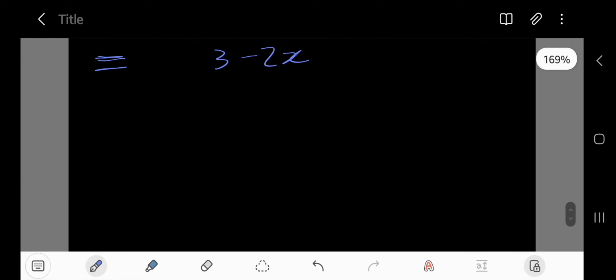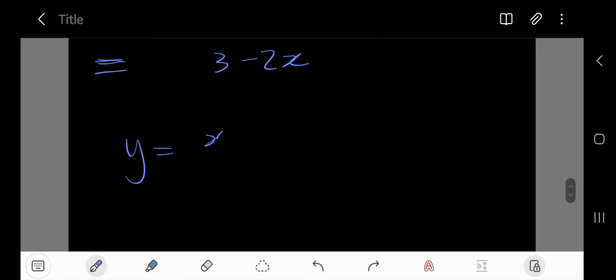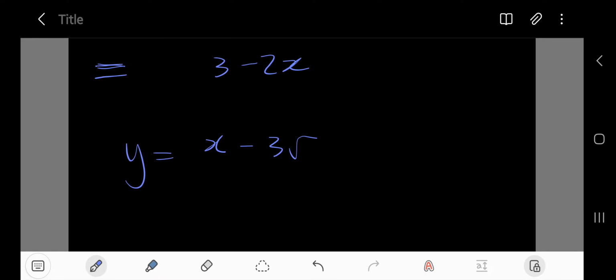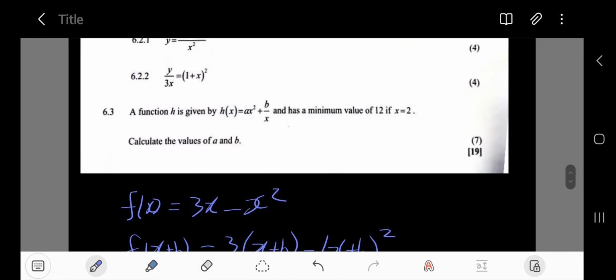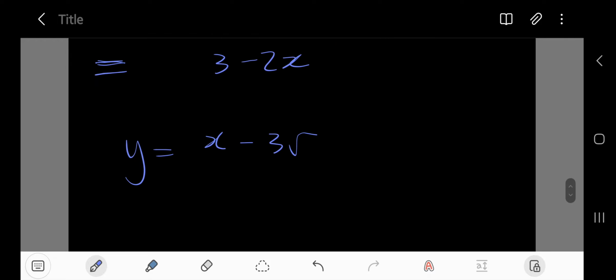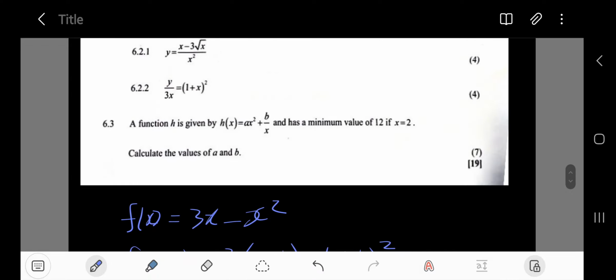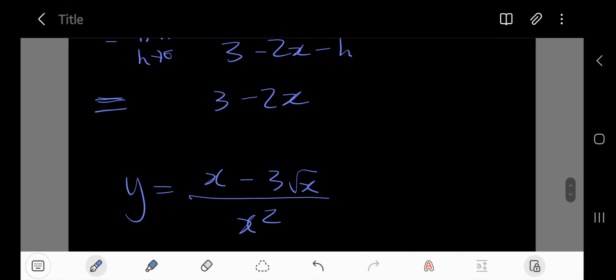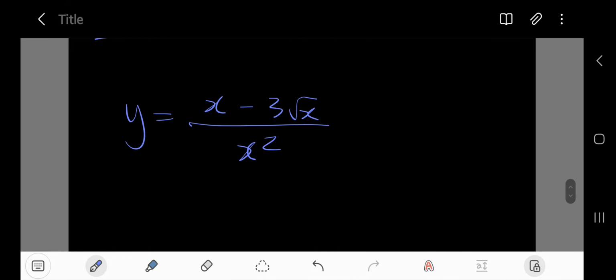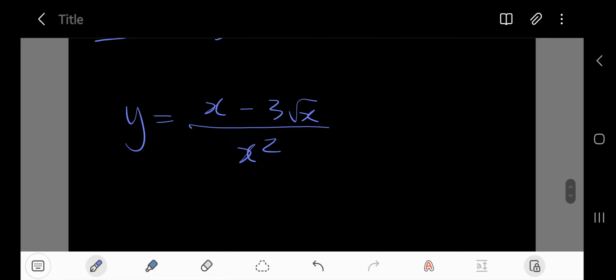Okay, let me just write that there. y is equal to x minus 3 root x, all over x squared. Let me just make sure. Definitely, that's what we have there. So now we need to derive this, guys. But to derive this, we need to make sure that our things are straightened out, so before we derive, make sure everything is straightened out.